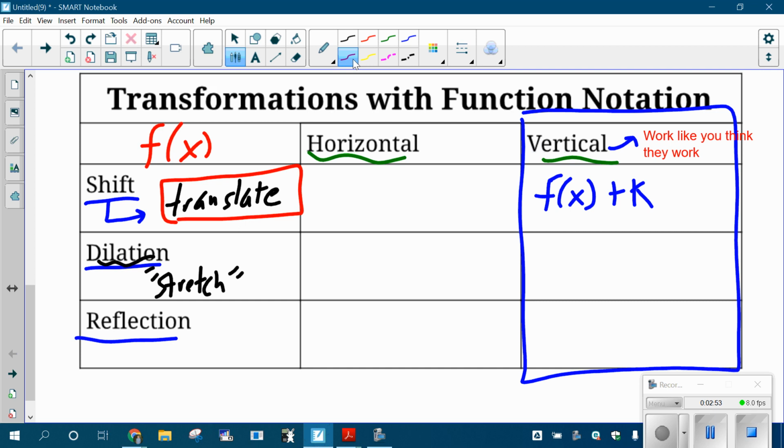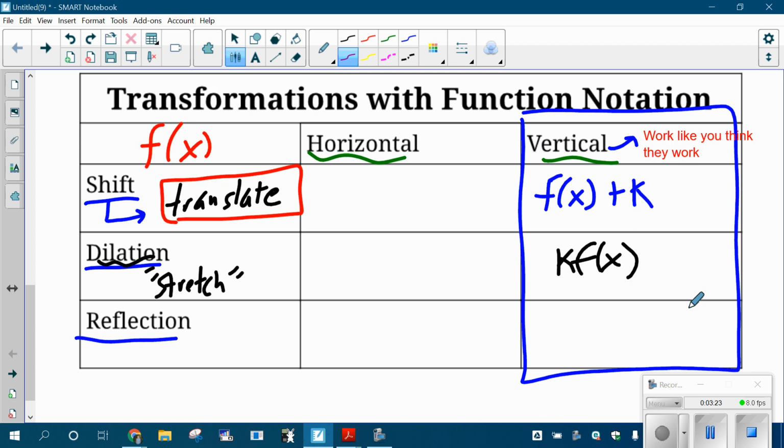How do you do that? You multiply your function by something. Okay, again, this works the way you think it works. If you want to do a vertical dilation, if you want to stretch it vertically and make it twice as tall, well, you put a 2 on the outside. If you want to make it half as tall, you put a half on the outside. Okay. Multiplying results in a stretch and a dilation. Adding results in a shift.